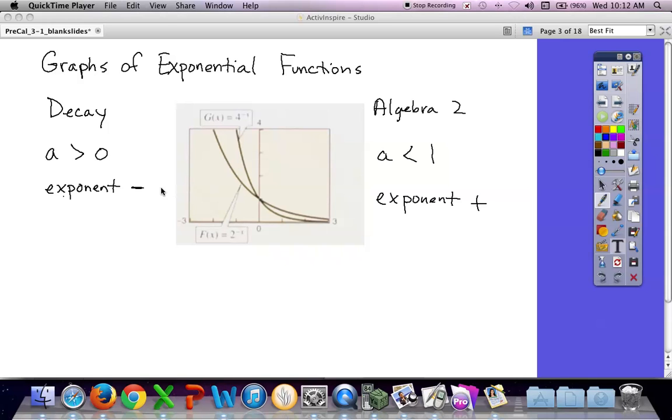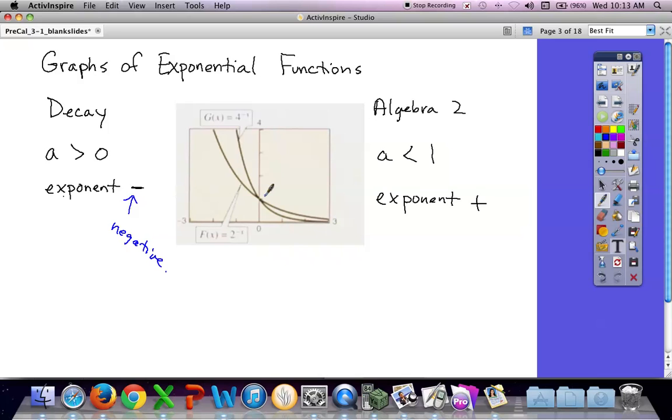Okay, if the a is greater than 0, but this time the exponent has a negative in front of it, then that's considered to be exponential decay. The graph is decreasing from left to right. Right? It's still approaching the x-axis like an asymptote.